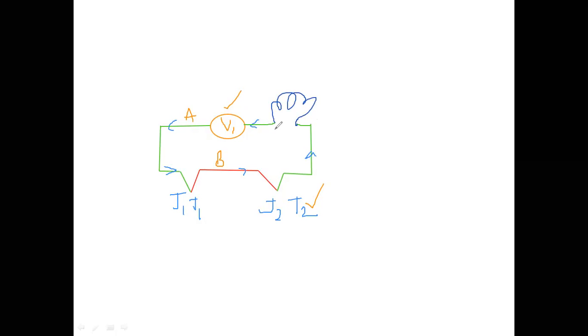Right now this becomes junction J3. This becomes junction J4. Even then, the voltage which I will get is the same voltage. Even if I insert any other metal in between these two metals, even then the voltage which I get is the same. Right? This is called the law of intermediate metals.